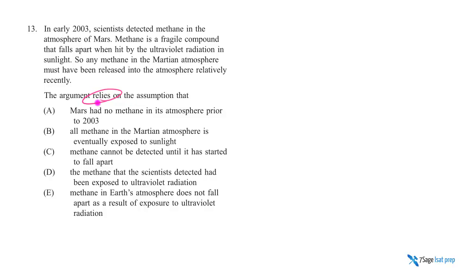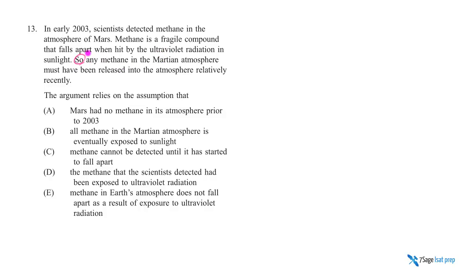13 is a necessary assumption question. The argument relies on the assumption. So let's figure out this argument first. In early 2003, scientists detected methane in the atmosphere of Mars. Okay, so methane is a fragile compound, and it falls apart when hit by UV. Right. So any methane, they say.